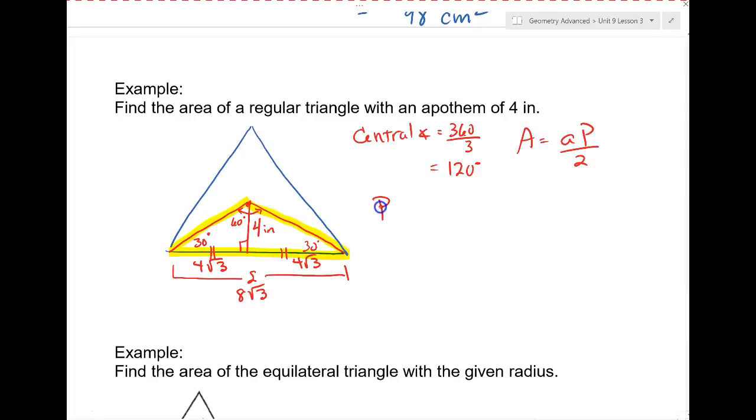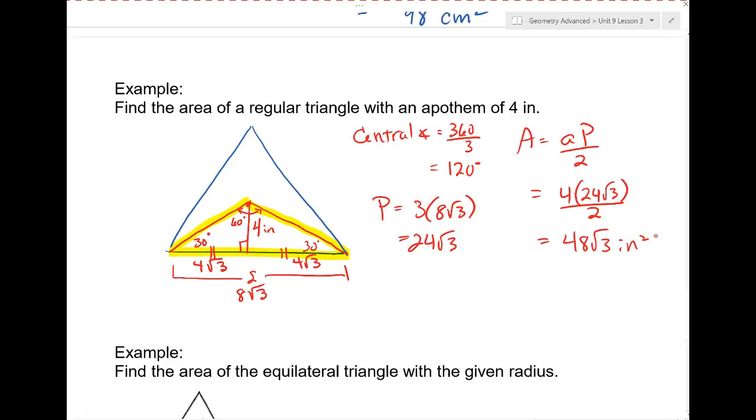All right, so perimeter on this one. We get 24 root 3. So our apothem is 4. Our perimeter is 24 root 3 all over 2. Well, 4 divided by 2 is 2. 2 times 24 gives us 48 root 3 square inches.